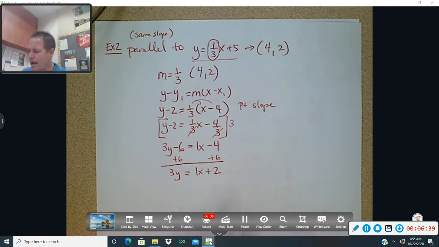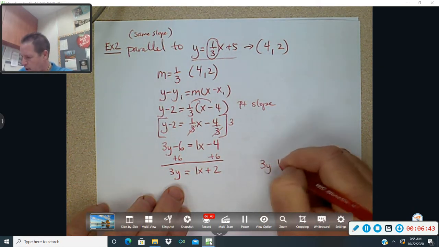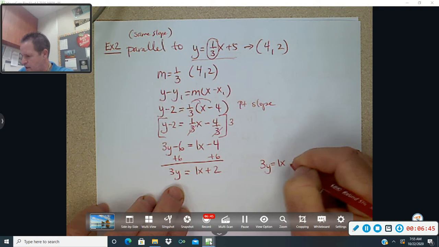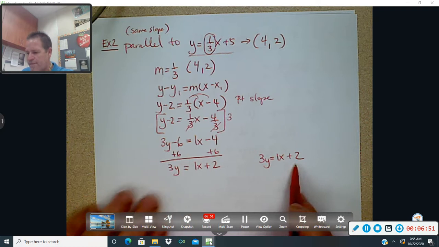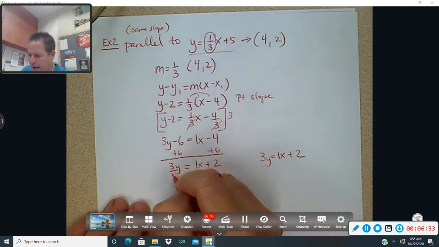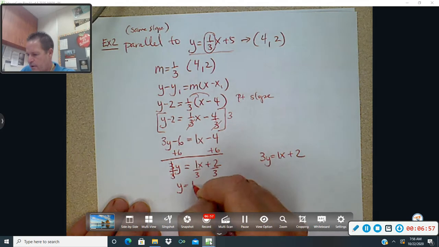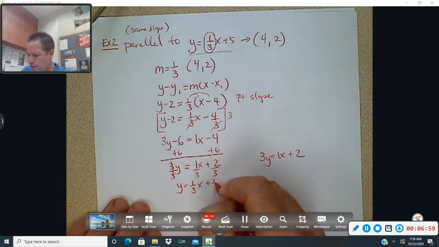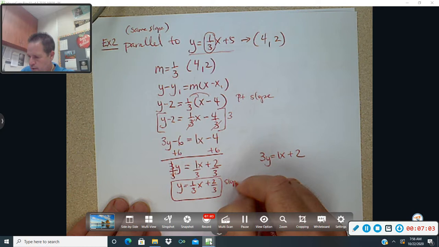Now, I'm going to actually write that again over here because I know that it's going to be easy to get standard form from there, because I won't have fractions. You watch what's going to happen. Now I'm going to divide everything by 3, and then my fractions come back: 1/3 x plus 2/3, and there's my slope intercept.